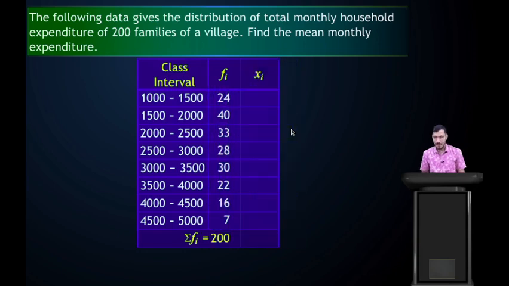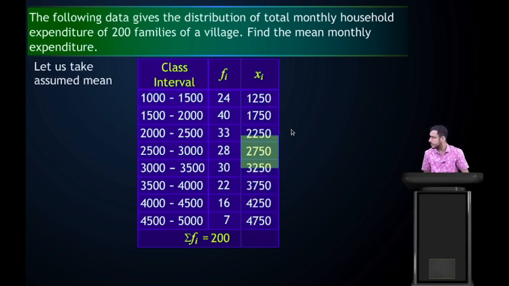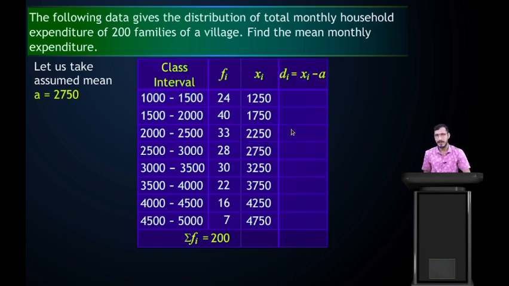Now first find x_i, the mid value of the class interval. You can see the values of x_i. In this case you can see 1250, 1750. So let us take assumed mean 2750 here, and a is equal to 2750. Now find d_i, that is x_i minus a.